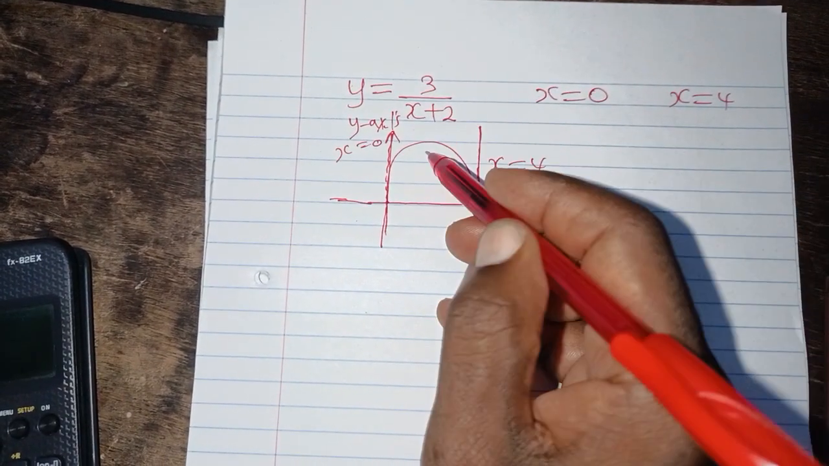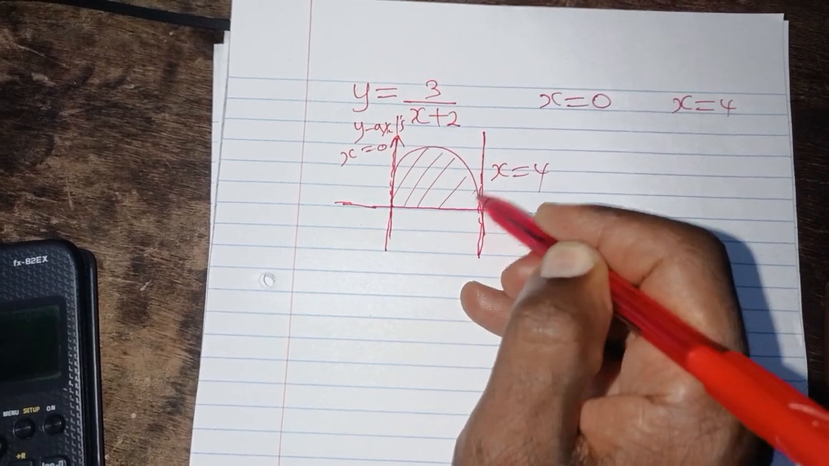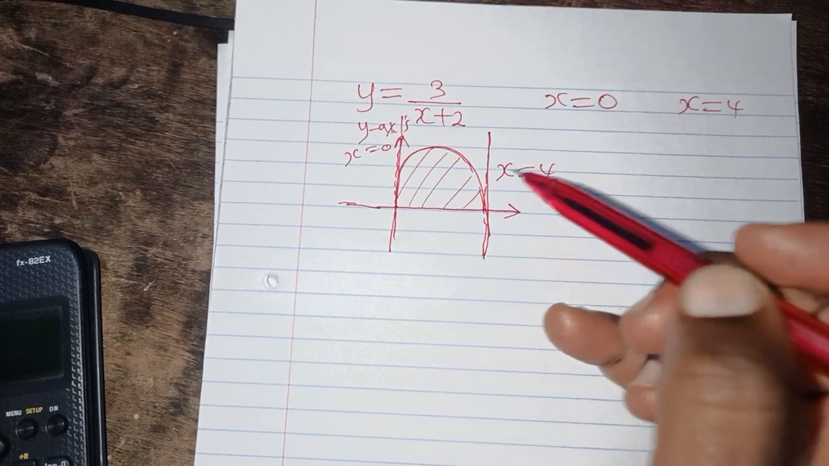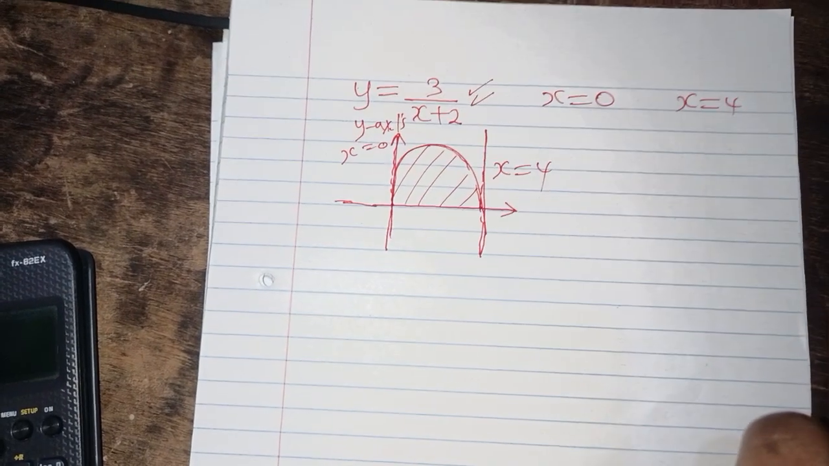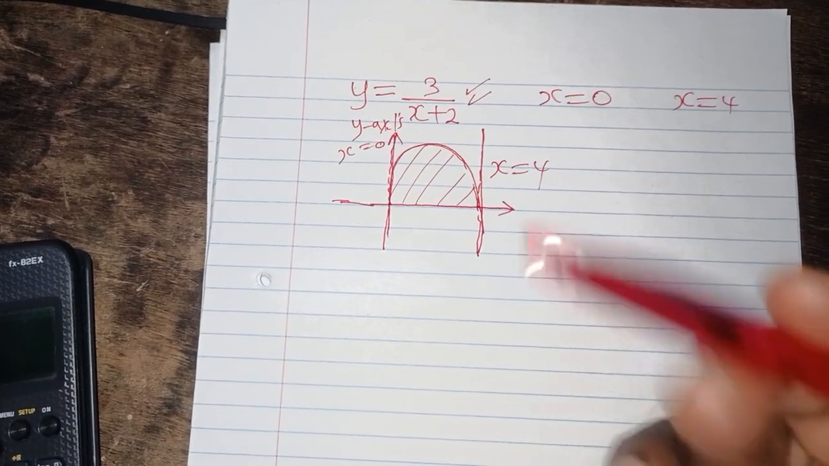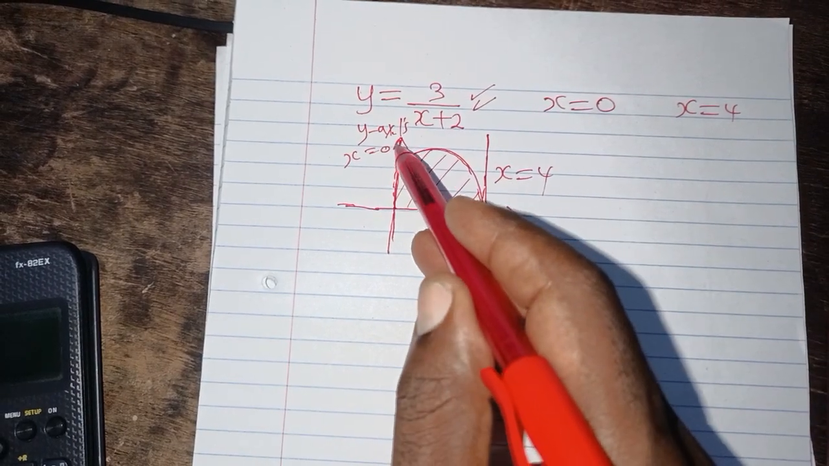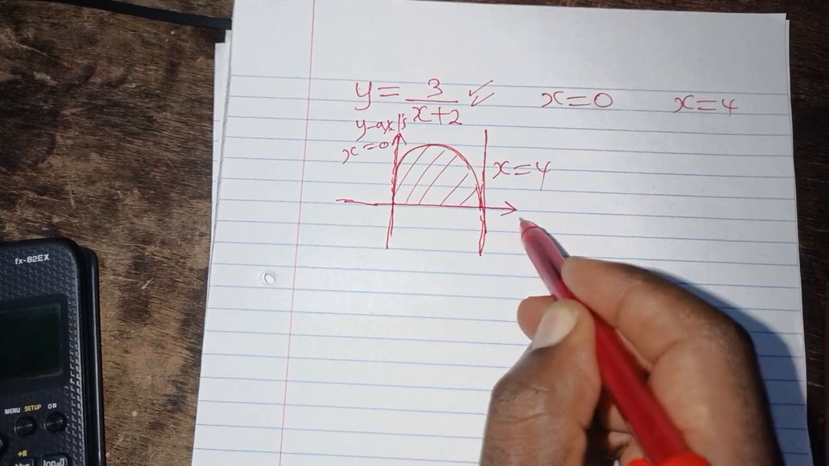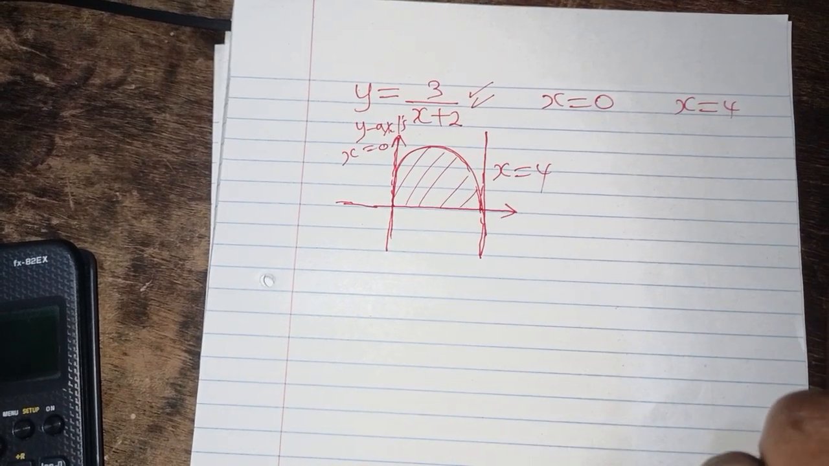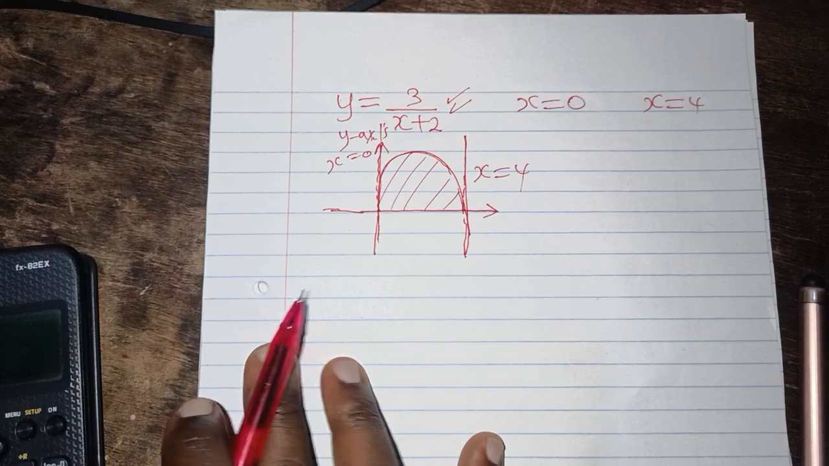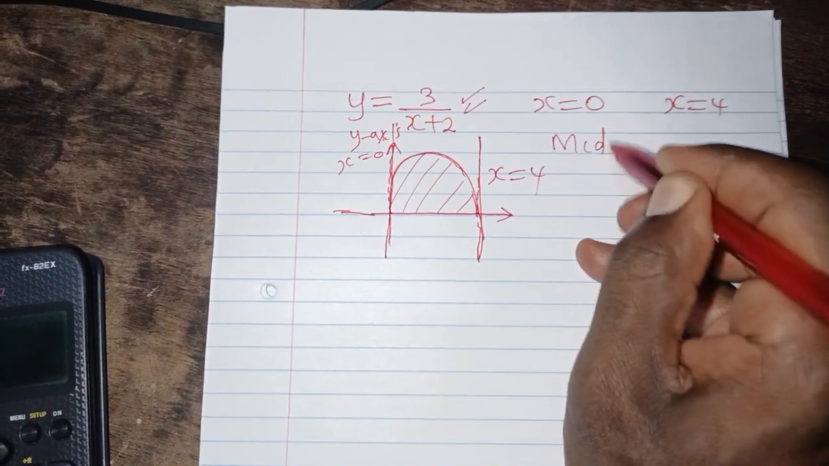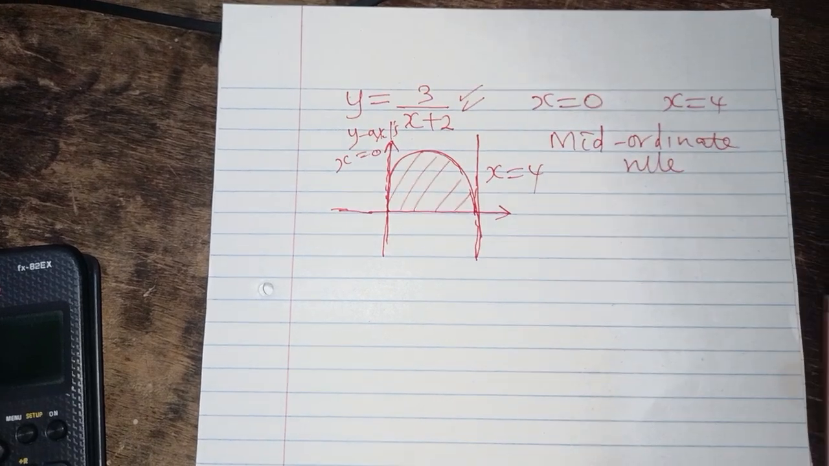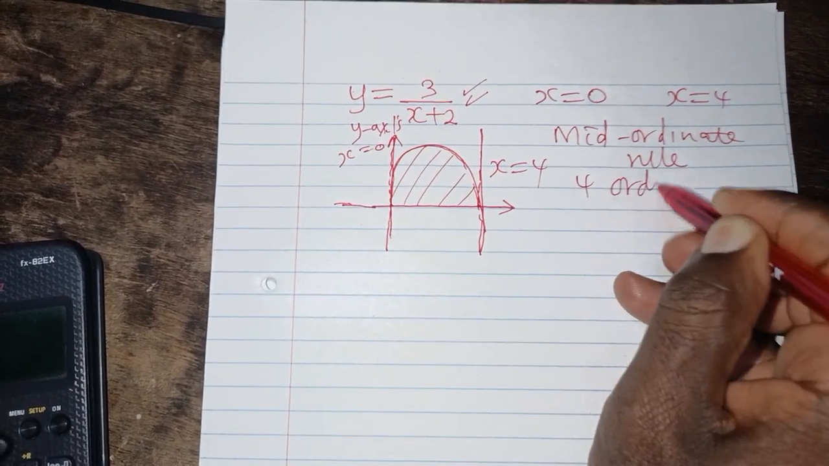So we are supposed to get the area that lies between this curve, which I have taken to be the one given here, not accurately drawn, and of course the lines x equals 0 and x equals 4, and of course this line, if it has to be considered. If the mid-ordinate rule is to be used, we're supposed to use the mid-ordinate rule with 4 ordinates.